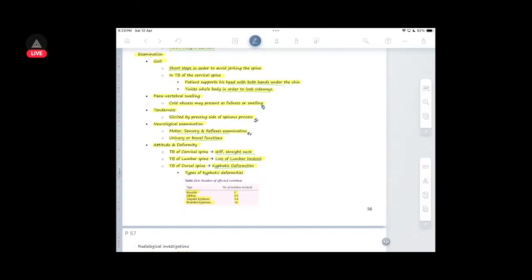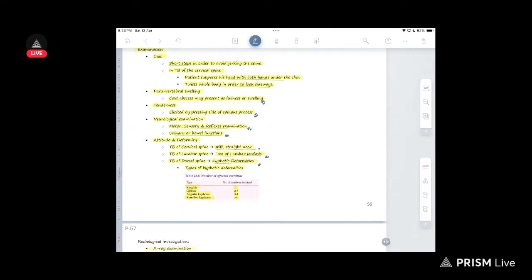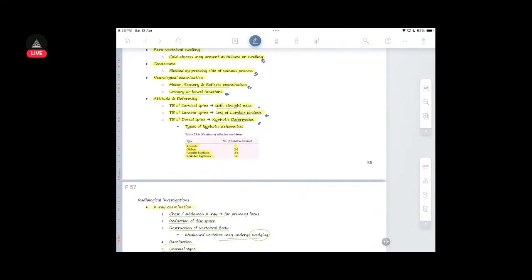Motor and sensory reflex examination, and systemic examination. Urinary or bowel functions can be checked. There will be a stiff straight leg raise, neck stiffness, loss of lumbar lordosis, and kyphotic deformities. Types depend on the number of affected vertebrae. Kyphotic deformities are knuckle, gibbous, angular, and rounded.